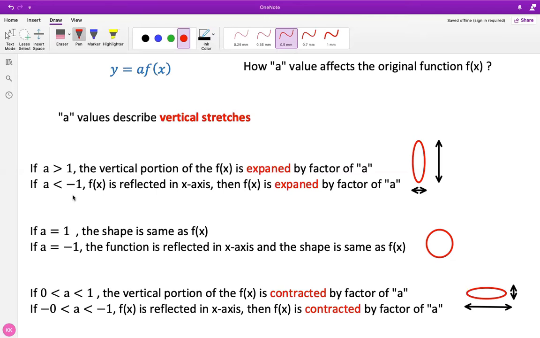Remember I showed you this slide before in the last lecture. When a equals 1 over 3, it falls into this range between 0 and 1. When the a value is between 0 and 1, the vertical portion of the function is contracted by a factor of a. What does this mean? It means that the y component, the vertical component, will be contracted by this factor a. So when the a value is 1 over 3, I need to times 1 over 3 for every y value in the original function, but the x coordinate remains unchanged because I'm only focused on the vertical movement.